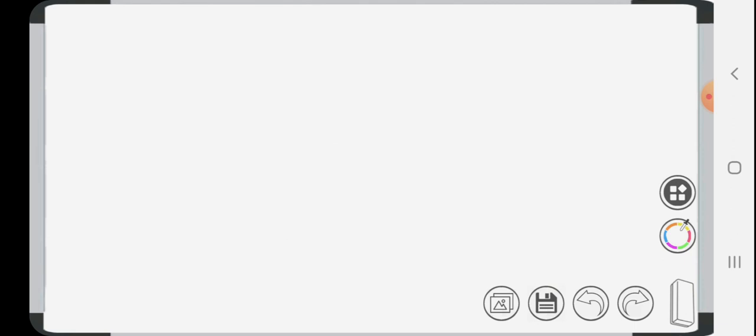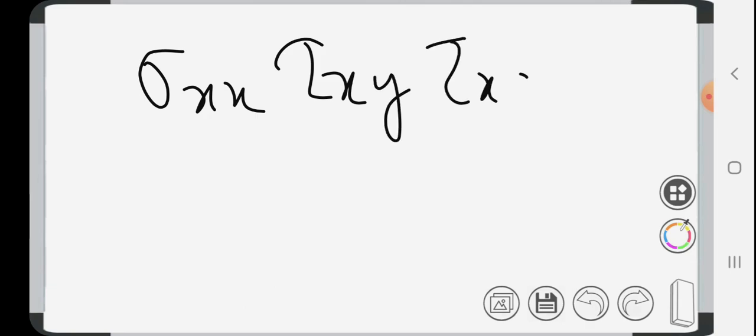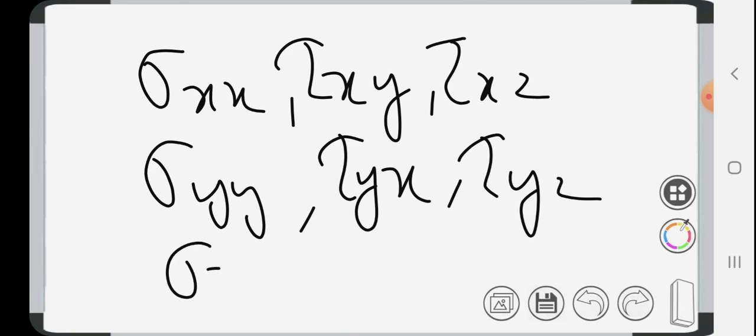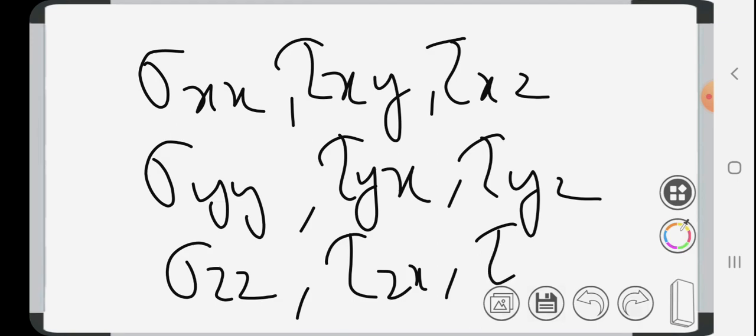So what are the components? We can have sigma xx, tau xy, tau xz. Similarly for the y plane, before that, tau yx, sigma yy, tau yz, sigma zz, tau zx, tau zy. So we can have at least nine components. These components are acting on three mutually perpendicular planes: x plane, y plane, z plane.